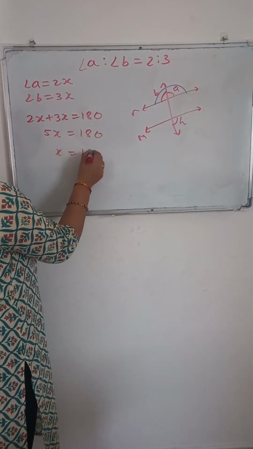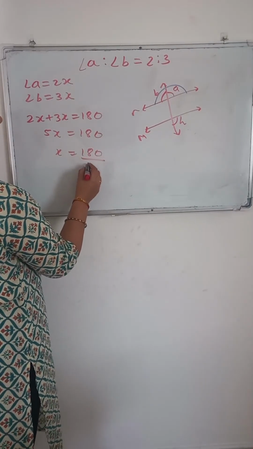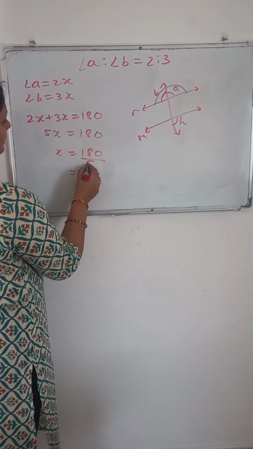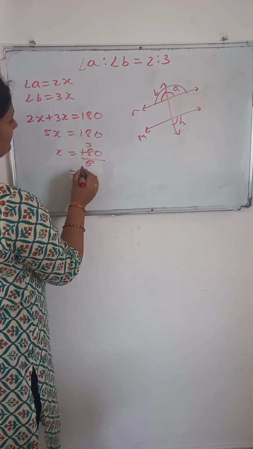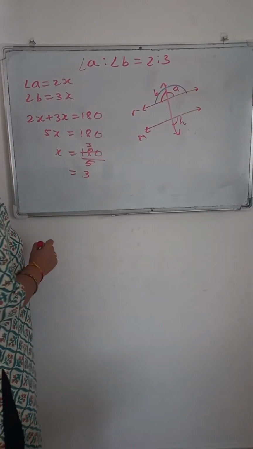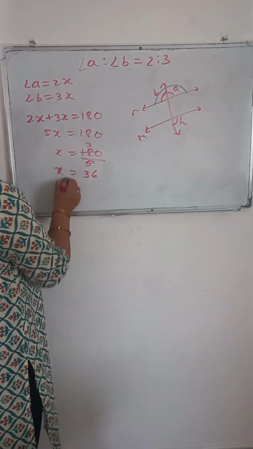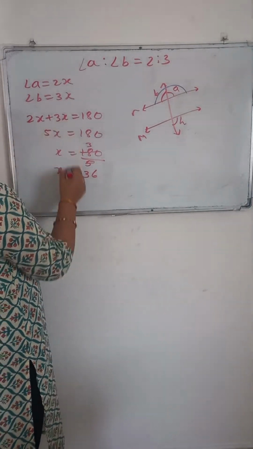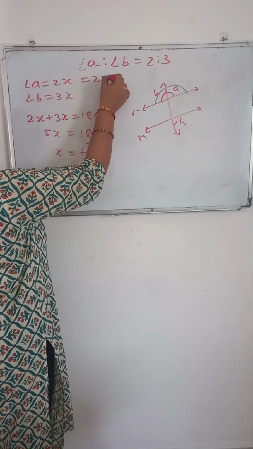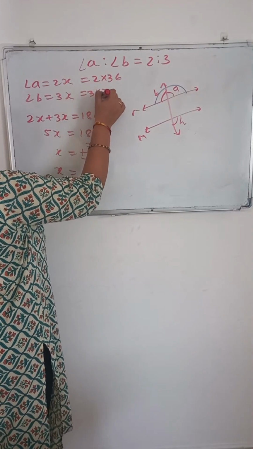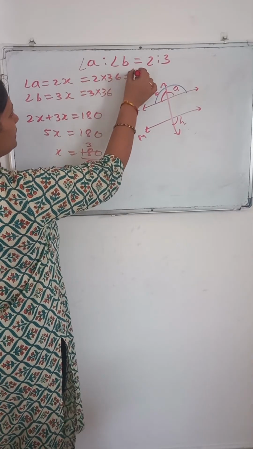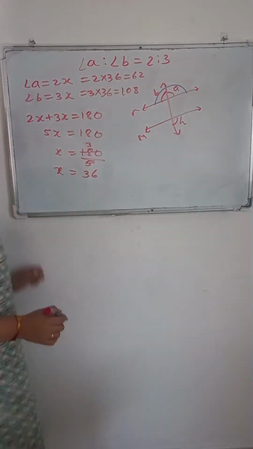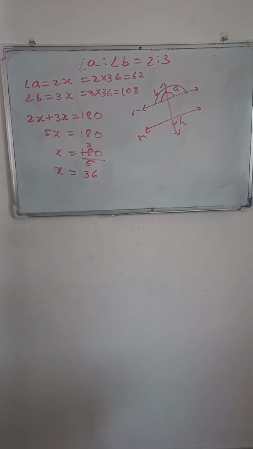So x is equal to 180 by 5. Okay, and 5 3s are 15, and 3, so 6. X is 36. Once you get the 36, you can substitute 2 into 36 and 3 into 36. So 2 into 36 is 72, and 3 into 36 is 108. Okay.